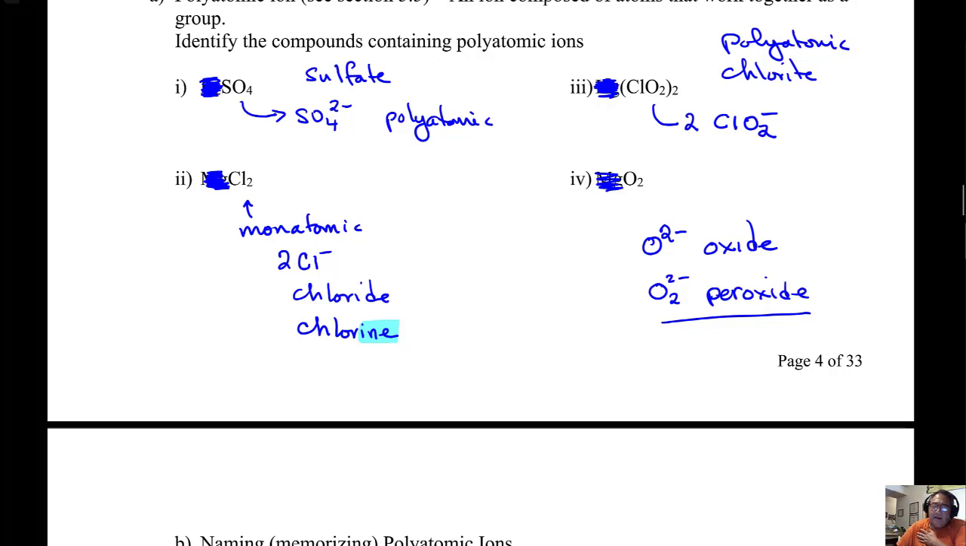So, like I said, when you cover up or knock out that first element, if it has more than one kind of element in it, it's polyatomic. The only time that you have to worry is when you see an oxygen in there, and then it might be peroxide. Okay. Now, how do you memorize polyatomic ions?